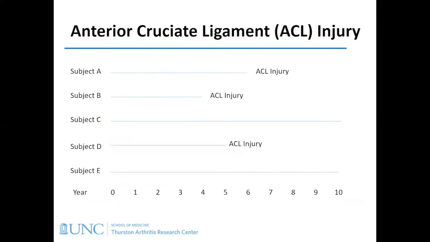So this is an example where we're looking at ACL injury. So in this example, we have the luxury of having a closed study or a closed cohort. So on the left, everybody started at the same time period, and then we're following them for 10 years.